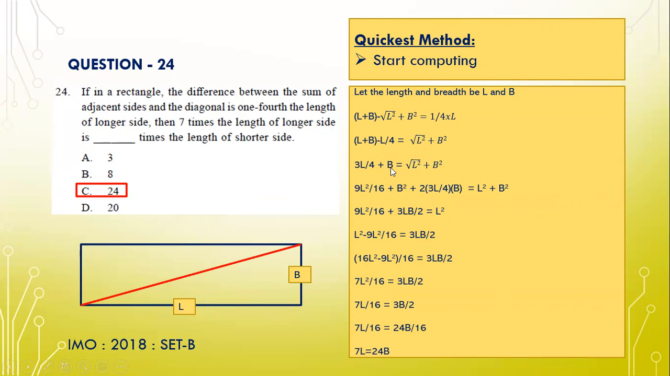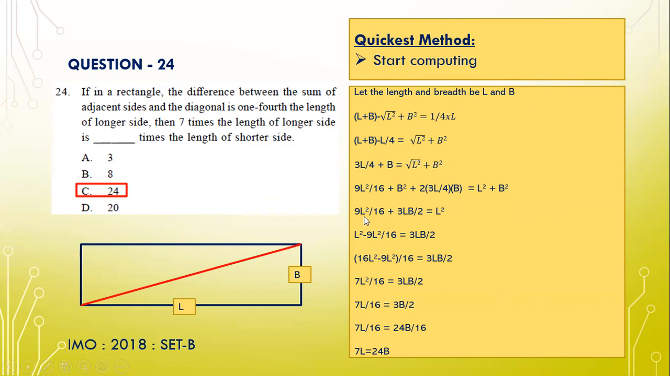So A plus B whole square is A square plus B square plus 2AB. 9L square upon 16 plus B square plus 2 times 3L upon 4 into B is equal to square root of L square plus B square. When you square this, the square root will go away, is equal to L square plus B square. Now again B square will get cancelled. So 9L square upon 16 plus, and 2 2s are 4, so 3LB upon 2 is equal to L square.